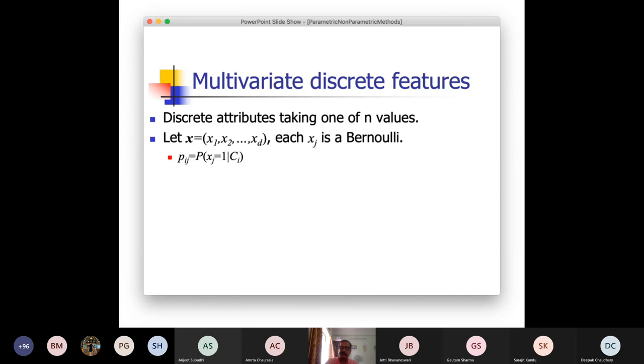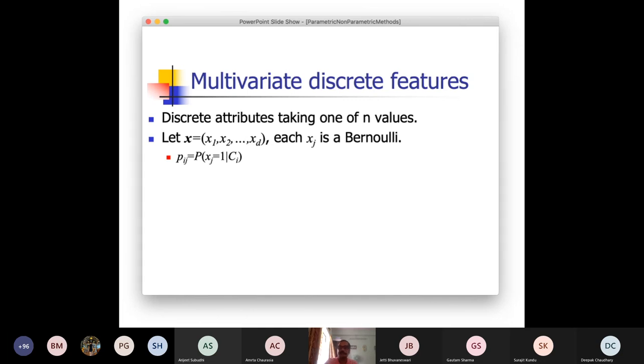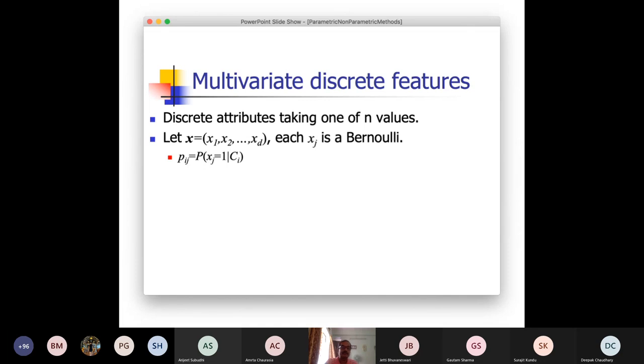So given a class, how many parameters are there? If i is fixed, how many parameters are there in this distribution that you need to compute? Have you understood my question? Anyone else? So D. It would be D, right? Yes, for a given class. And if there are, say, k classes, it would be k into D, as you see, right? That would be the case.